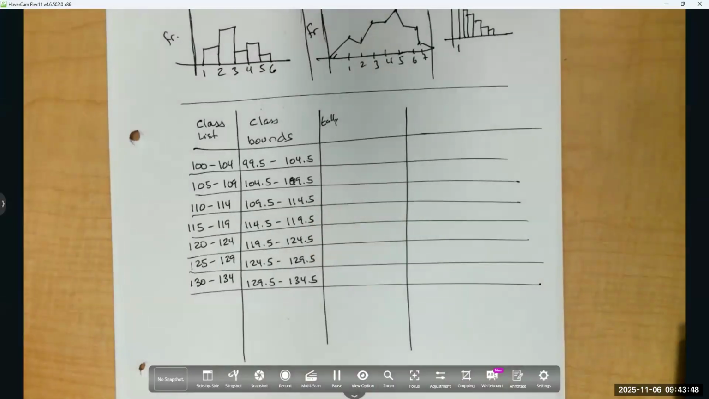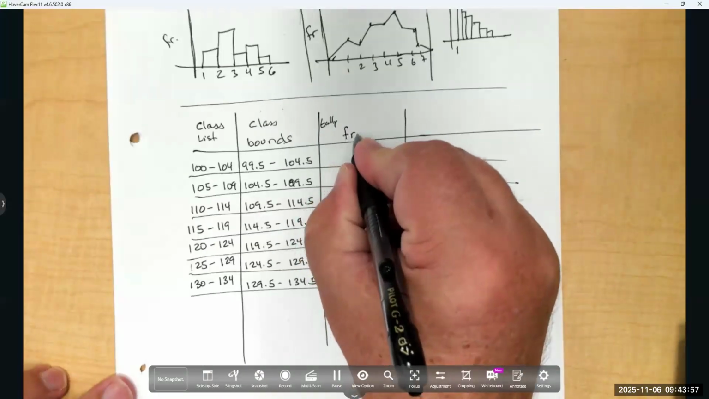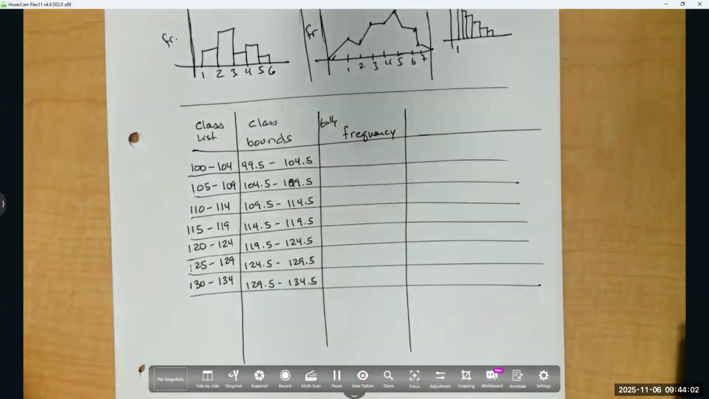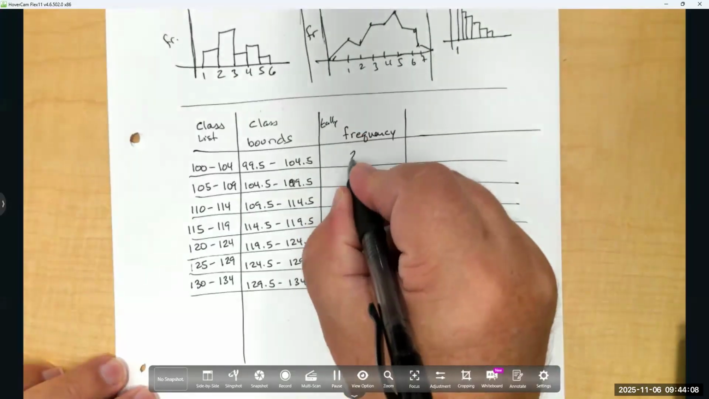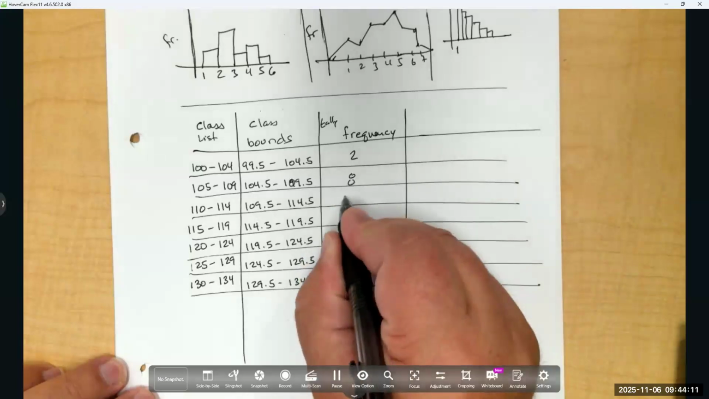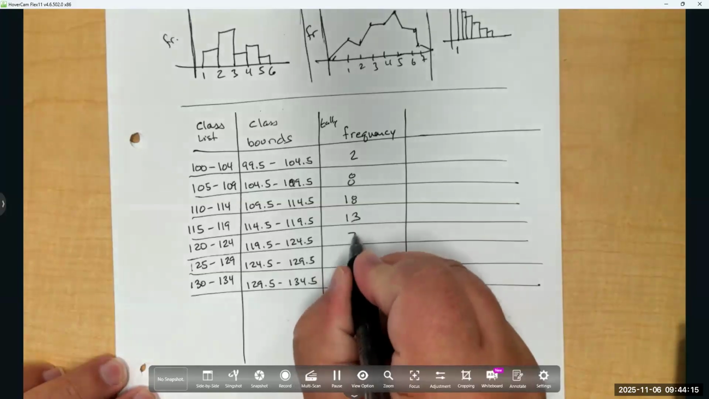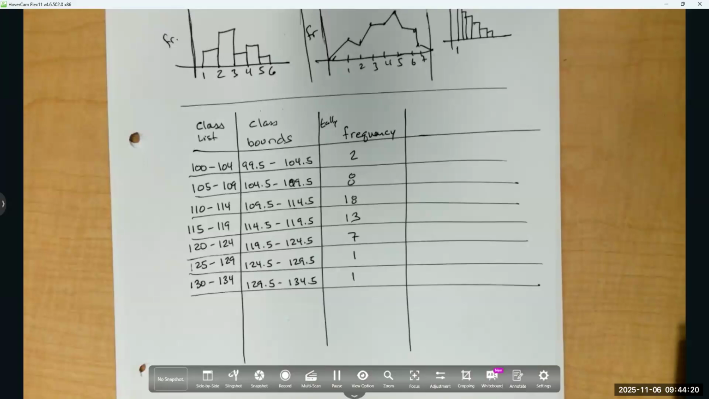You have to know where they belong. Where's the data? Which class does the data belong to? So after we do the data, we have to know the frequency. So the tally marks would be the intermediary step. Here's a back step.